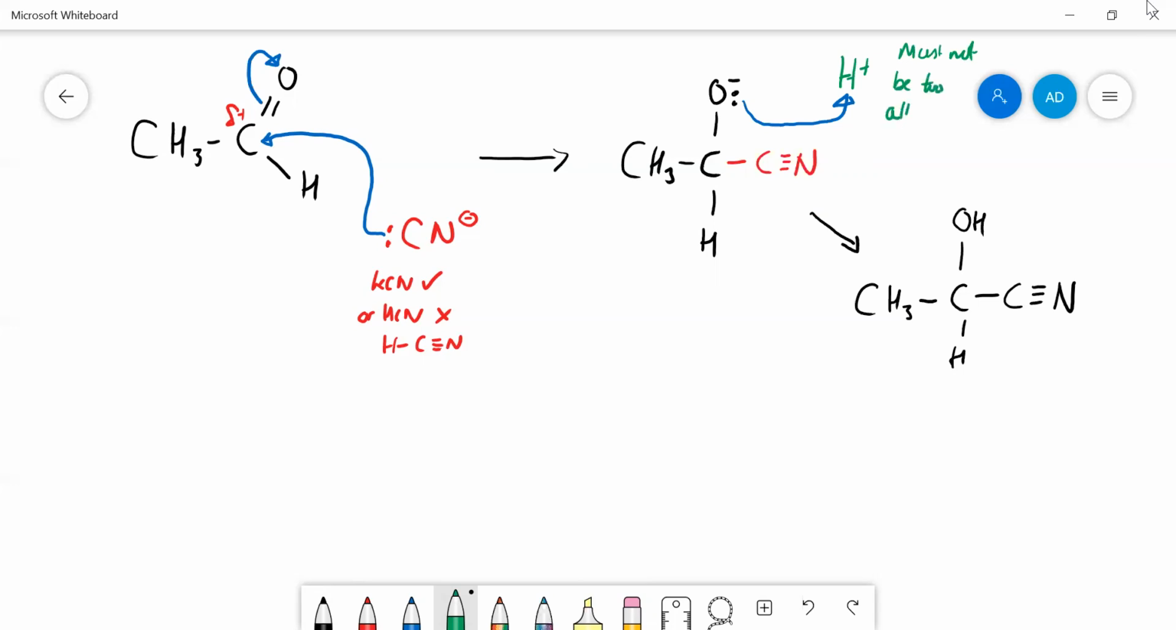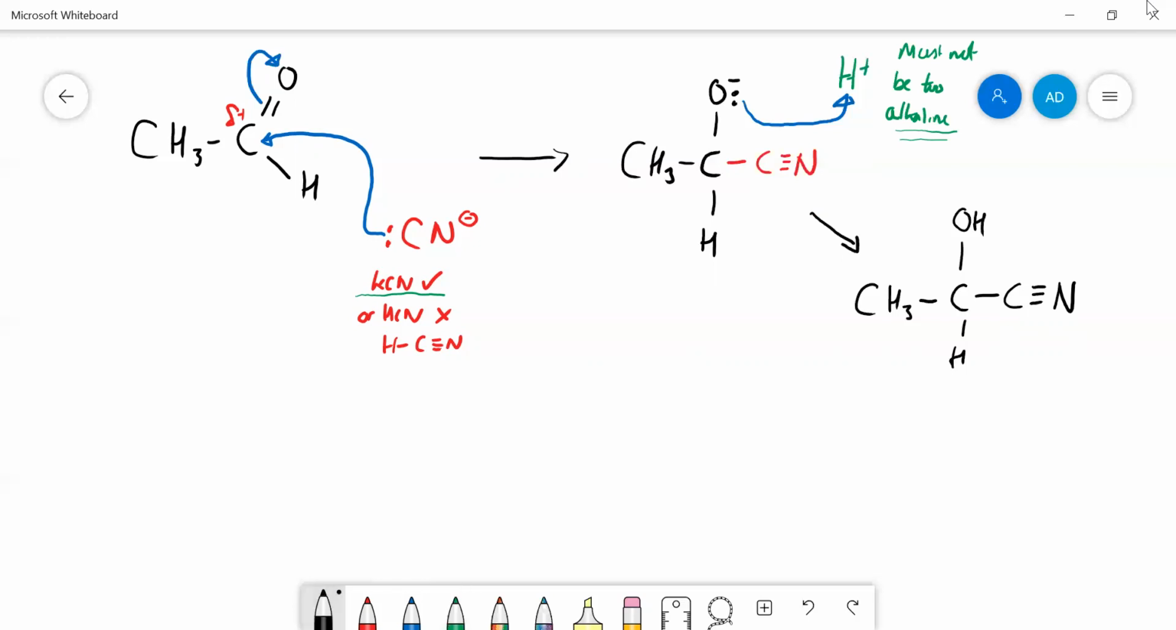It's got to be neutral, really, okay? If it's too alkaline, it's going to be very difficult. There's going to be too much OH minus taking all the H pluses, so this last step isn't going to occur. So there's a problem here, because, as I say, here I said we needed KCN, but here I said you can't use KCN because it's too alkaline, and that would stop the reaction happening.